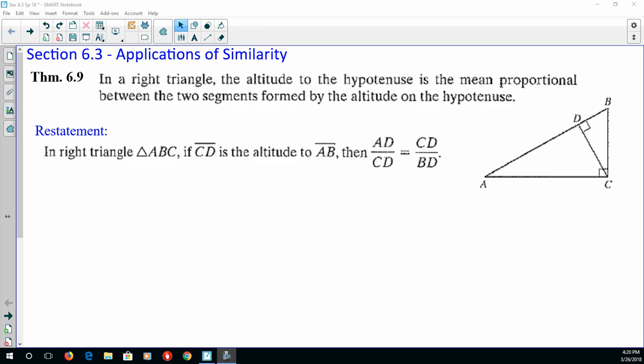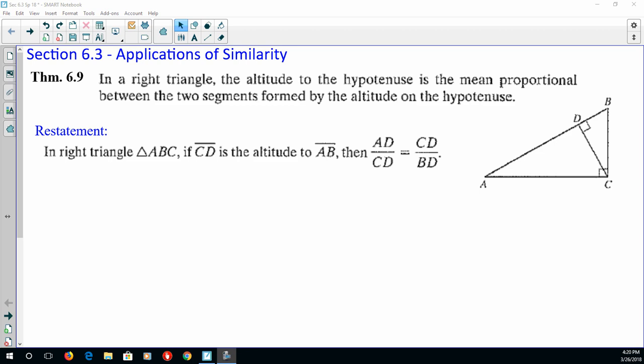Okay, we're in section 6.3, Applications of Similarity. This will be the last section we do in this chapter. The next two sections have to do with trigonometry and its applications, and I'm going to assume that you've had that and you remember that. Be that as it may, once we finish section 6.3, then I'll get into chapter 7 on circles.